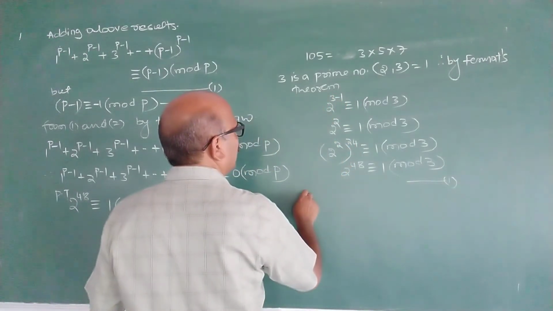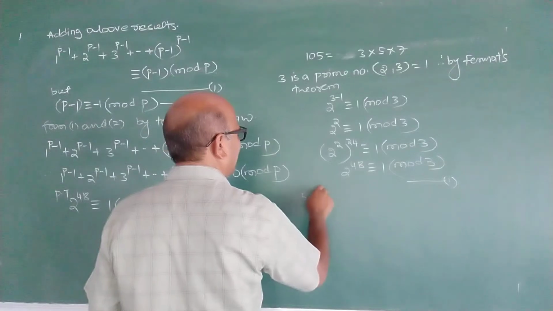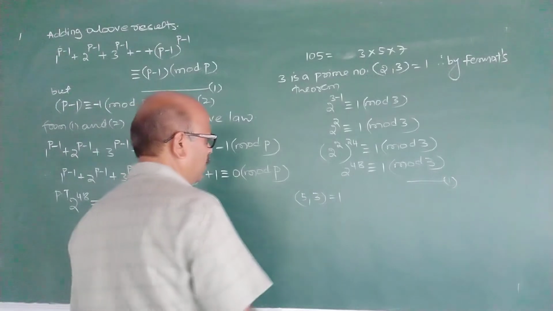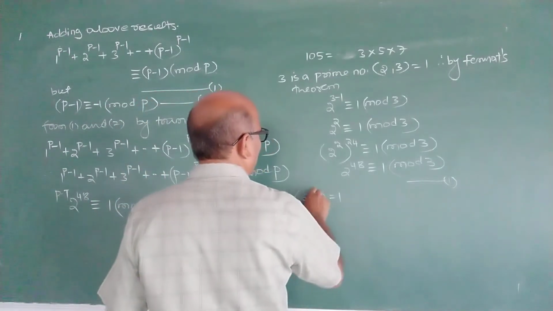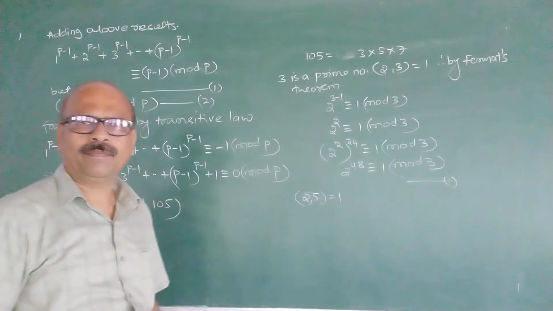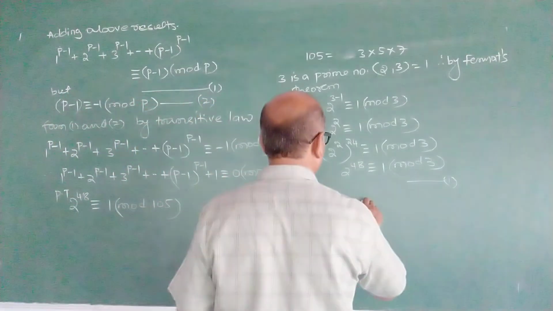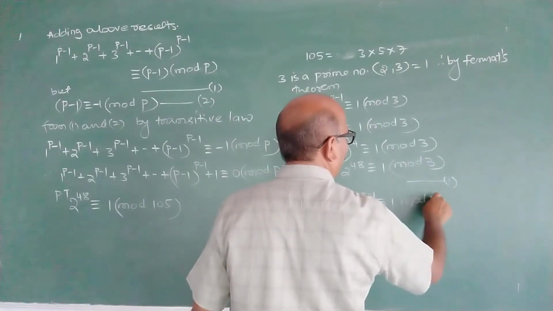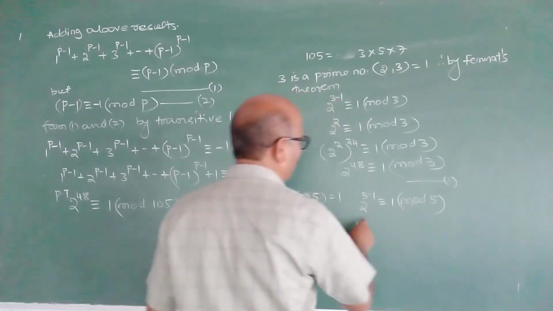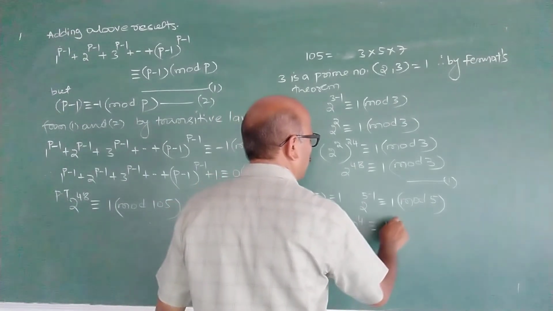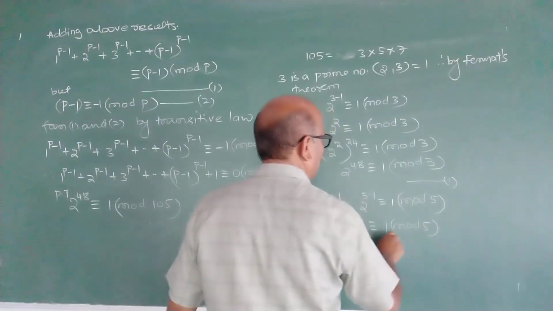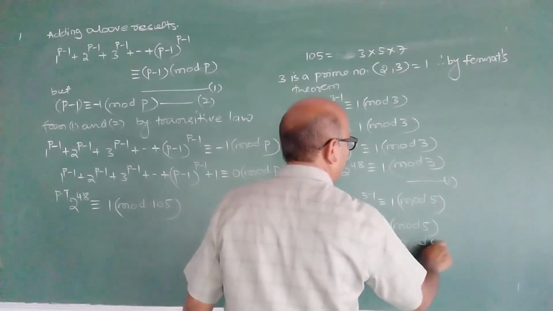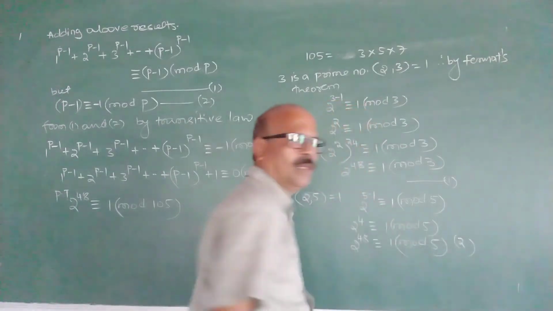Similarly, 2 and 5 are relatively prime. And by Fermat's theorem, 2 raised to 5 minus 1 is congruent to 1 mod 5. Correct? 2 raised to 4 is congruent to 1 mod 5. Therefore, 2 raised to 48 is congruent to 1 mod 5. This is the second result.